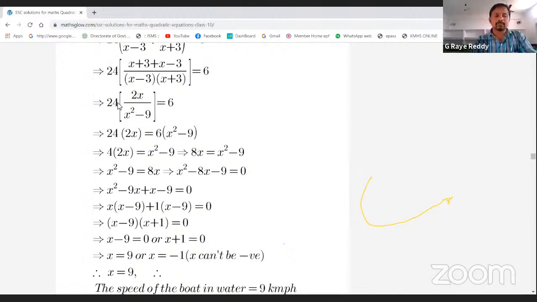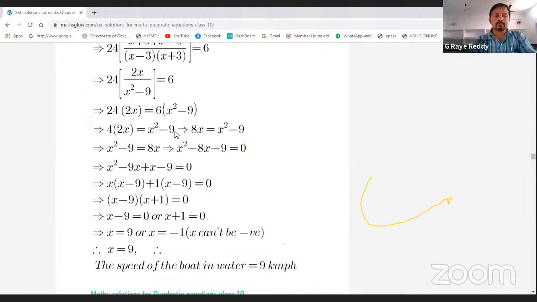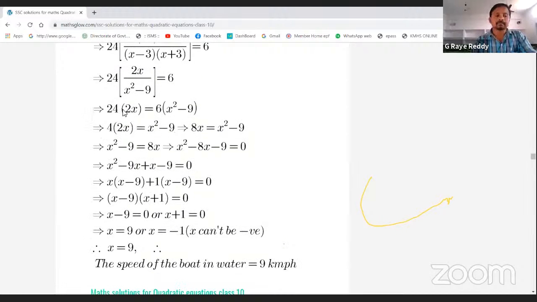Then we have to do cross multiplication here. 24 into 2x is equal to 6 into x square minus 9. Then we can cancel 6 here: on the right side 6, on the left side 24.